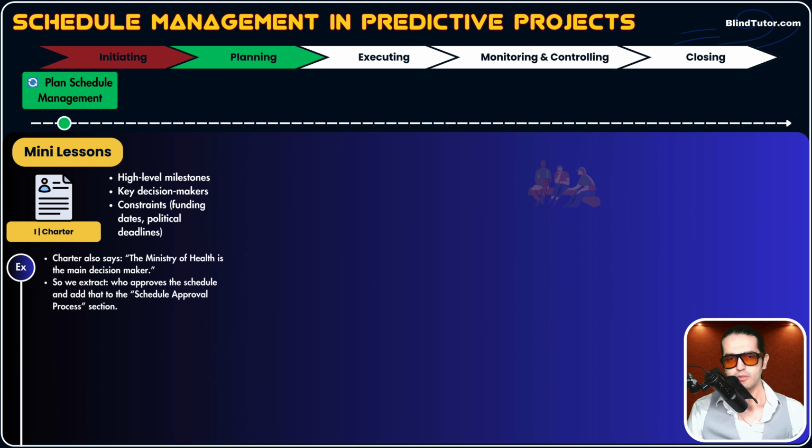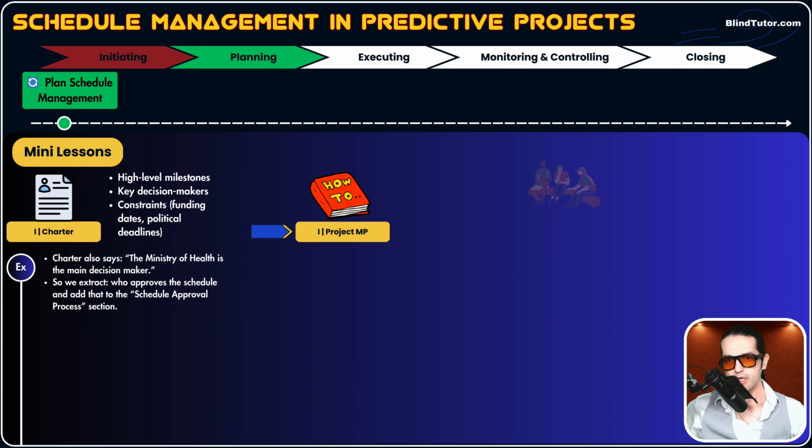Or the project charter also mentions that the Ministry of Health is the main decision maker. So how does this statement help us fill out a section in the schedule management plan? We go and fill up the section called who approves schedule plans, for example. We have this section in a schedule management plan. In that section, we write down that the Ministry of Health, which is our sponsor, needs to approve all schedule-related plans. By extracting information from the charter, we fill out 2 sections of the schedule management plan. This is how the charter helped us in this process.